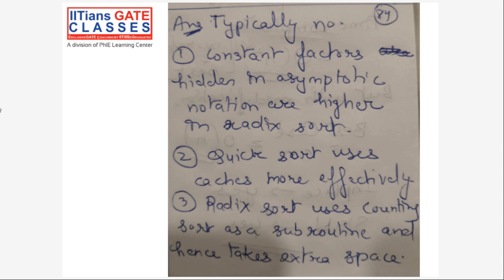Okay. And another reason is quicksort uses cache more effectively. Quicksort is able to use cache more effectively because everything you are doing is in the input array. You're not recreating, like in counting sort. What will happen is you'll create the memory. After one iteration is done, you'll destroy the memory. Again, you create the memory. Again, you destroy the memory.